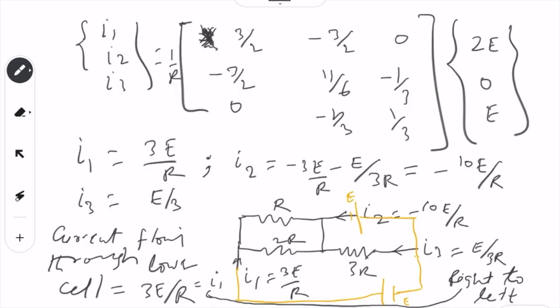Excuse me, I just spotted one mistake. See here, we calculated I2, so minus 3E over R minus E over 3R. So 3 times 3 is 9, plus 1 is 10, divided by 3R. I had written by mistake just R, so it will be 3R that we have to write here. I am going to write it like this, multiplied by 3. Everywhere you have to correct it accordingly.